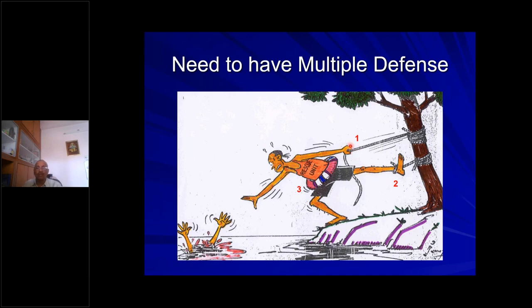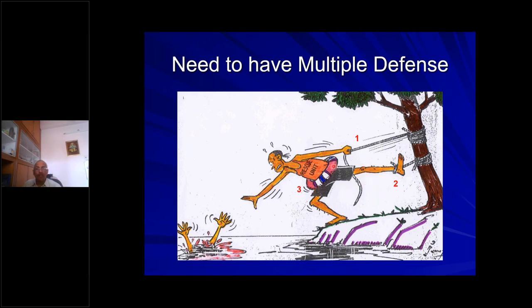That means even if failure at one point is sufficient to cause the failure of the entire system, he will drown like the other person. Suppose, in addition to 1, the protection by way of 2 is there, that means his leg is tied. Even if he slips, he will fall, but he will not drown. He may fall onto the ground, but he will not fall into the water.